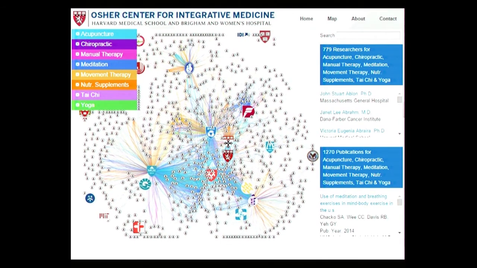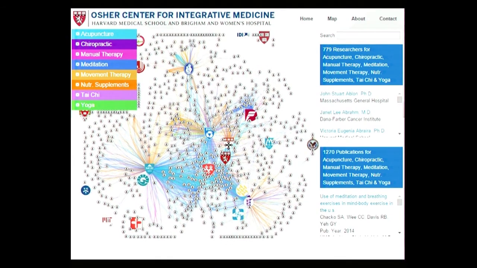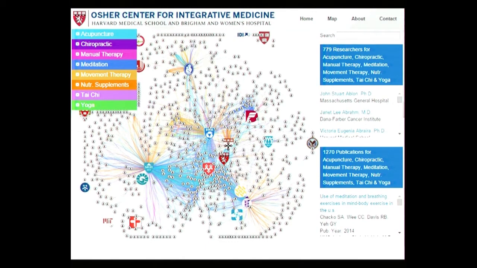And I think part of Elaine's real vision in what she's done with Osher is recognizing that there is a lot of power when you can communicate to the group what's going on behind the data, which in this case are all publications and co-authorship in institutions.